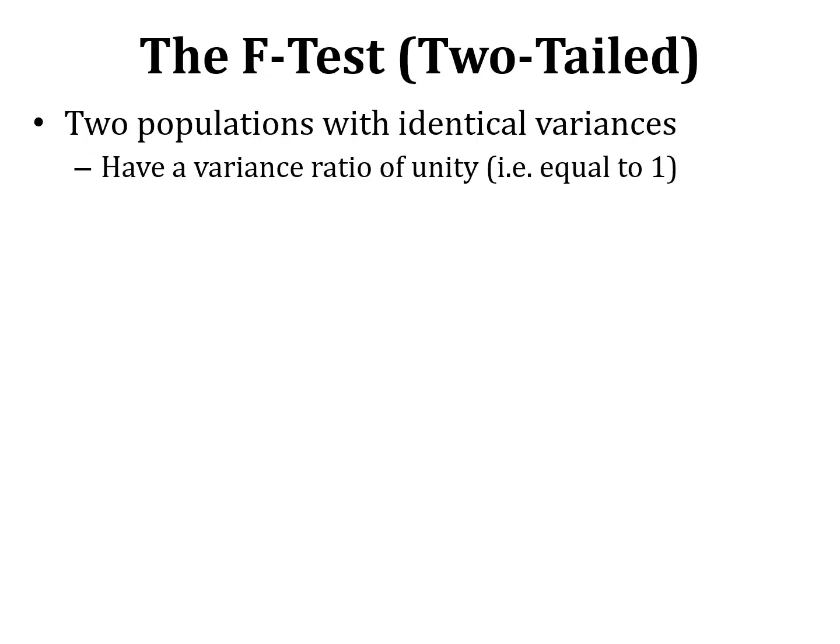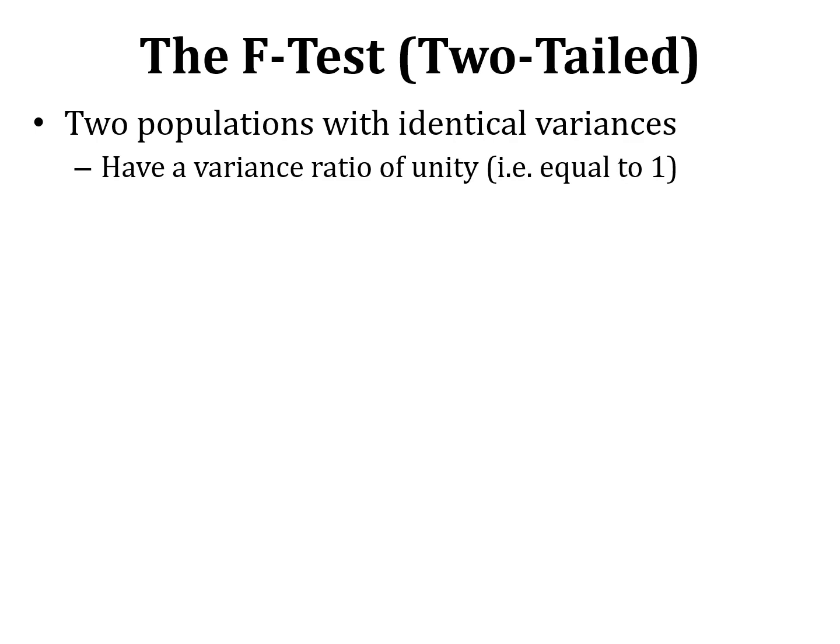So what is the F-test? There are different types of the F-tests, and the F-test that we use before the t-test for unmatched observation is the two-tailed F-test. So this test assumes that the two populations with identical variances have a variance ratio of unity, that is equal to 1.